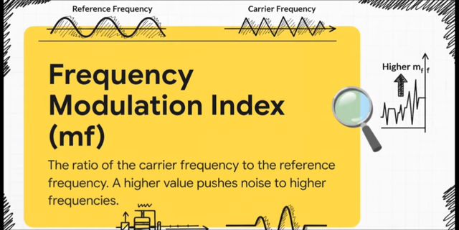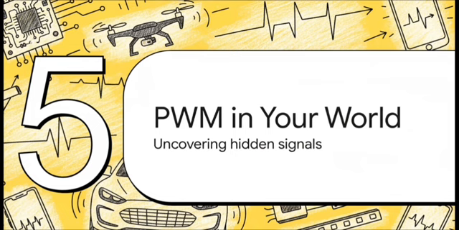By picking a super high carrier frequency, a high MF, we push all that garbage way, way up into high frequencies, far away from the 60 Hz signal we actually care about. And the farther away the noise is, the easier it is to filter out, leaving us with a beautiful, clean sine wave.